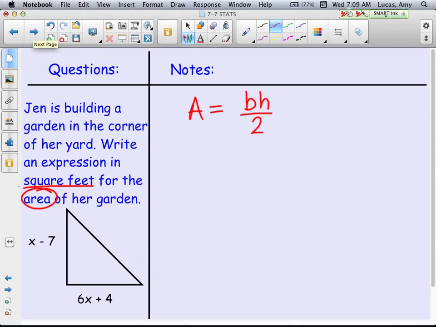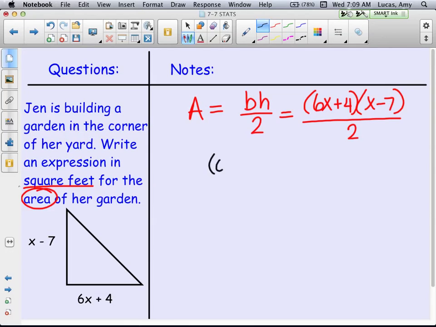2. So, my base is 6x plus 4. My height is x minus 7. So I need that product, and then I have to divide it by 2. So I'm going to FOIL the base times height and see what it looks like.